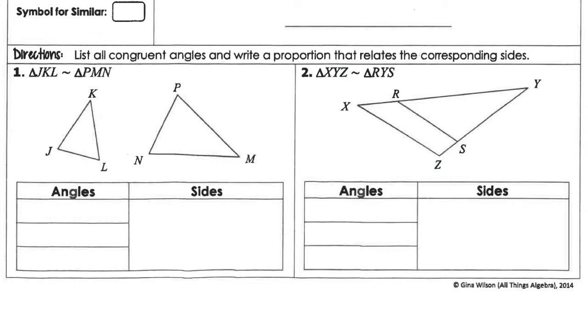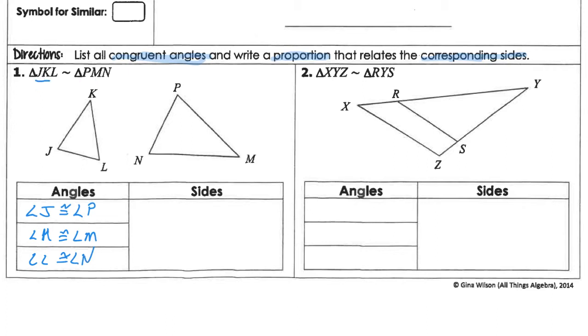Now we want to list all congruent angles and write a proportion that relates the corresponding sides. The congruent angles are pretty straightforward. For the proportion, you're just going to write equal ratios of the corresponding sides. The name of the triangles is really the best place to find the corresponding parts. So angle J has to match with angle P, so I know angle P and J are congruent. And then I know angle K and M because they're both second, so angle K is congruent with angle M. And I know angle L is congruent with angle N.